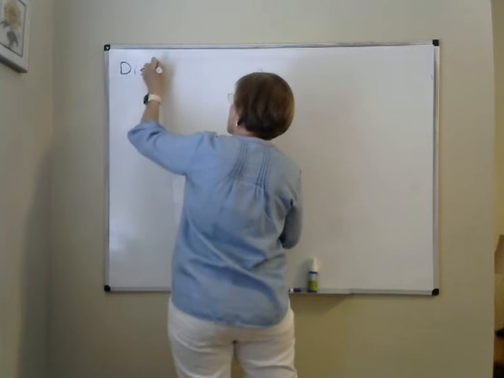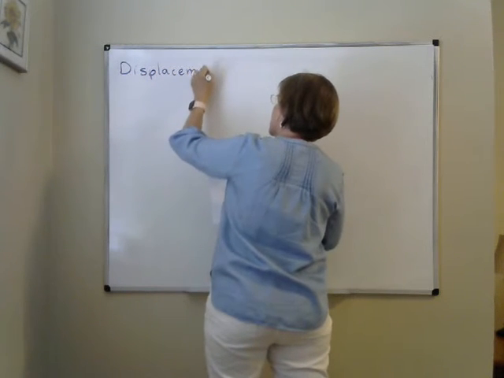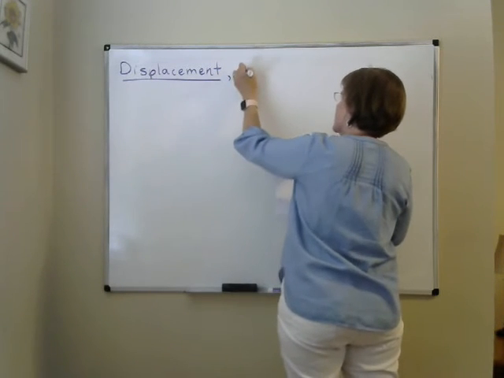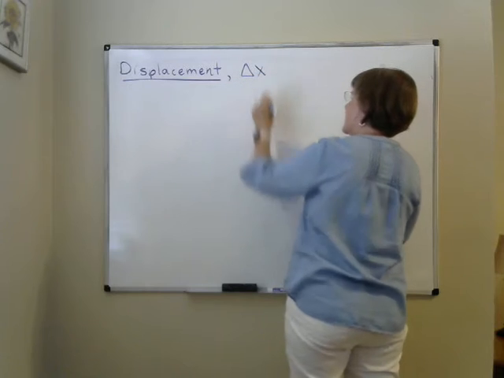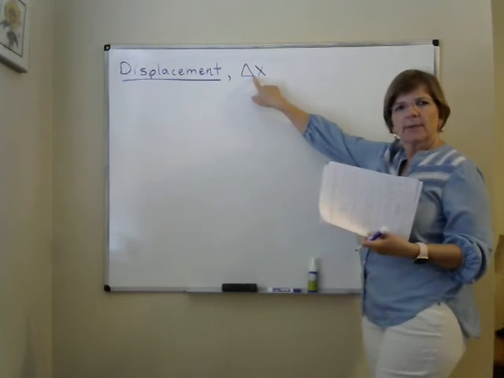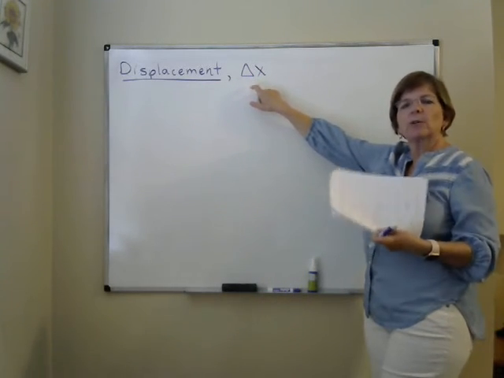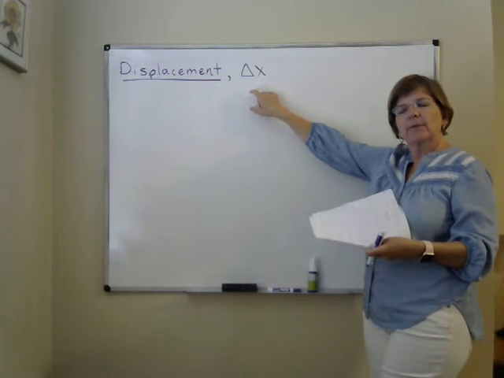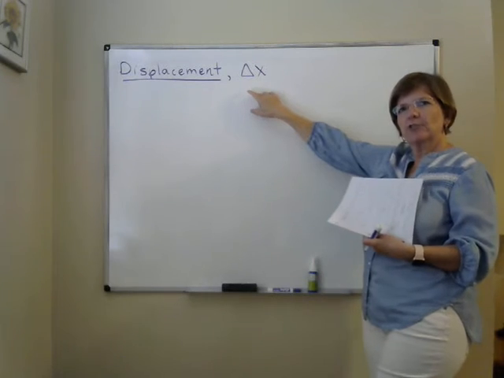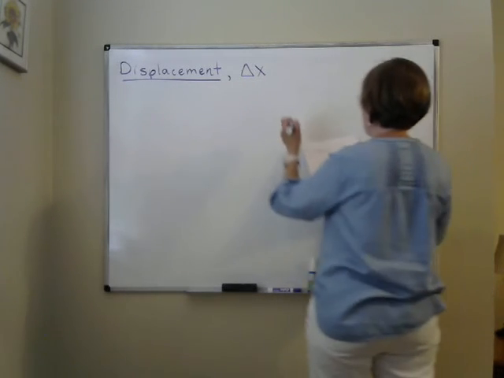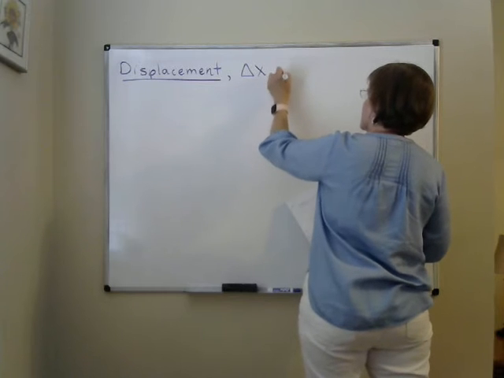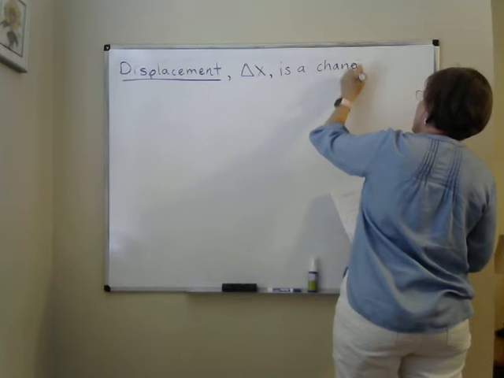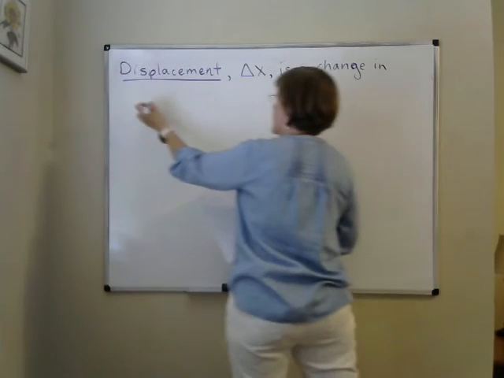Displacement, that's the next term we're going to look at. And our symbol for displacement is going to look like this. That is the Greek letter delta. It means a change. You saw that in Algebra 1 when you were doing change in x over change in y. I said that backwards. Change in y over change in x. And it represents a change in position.